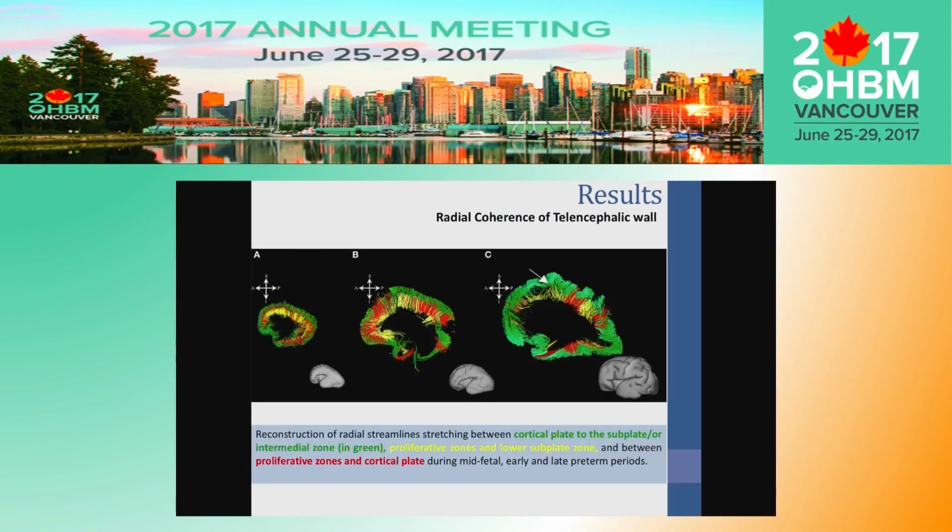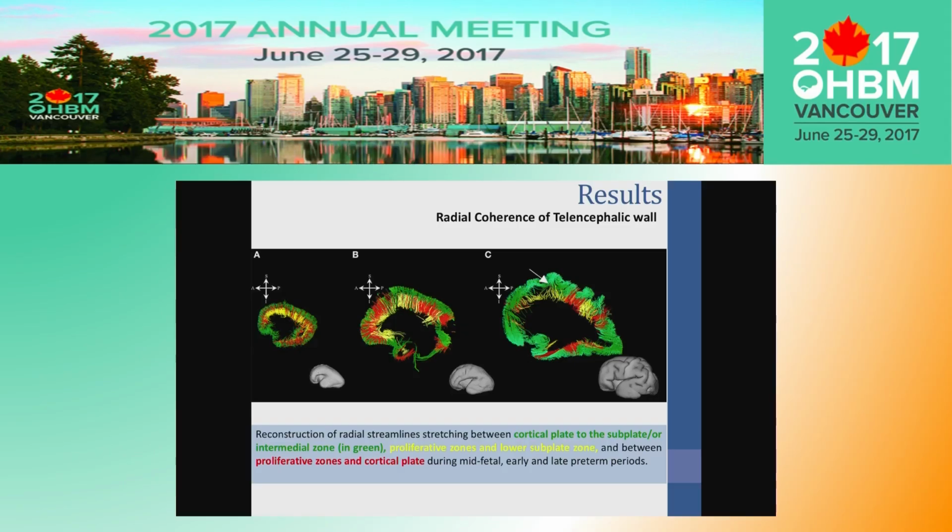In terms of results, what we see is that during prenatal brain development there is a predominant radial coherence of the telencephalon. What does that mean? Here you can see in green the fibers that stretch from the cortical plate to the subplate or intermediate zone. In yellow, the fibers that stretch from the proliferative zones to the lower subplate zone. And in red, fibers that stretch from the cortical plate to the proliferative zones.